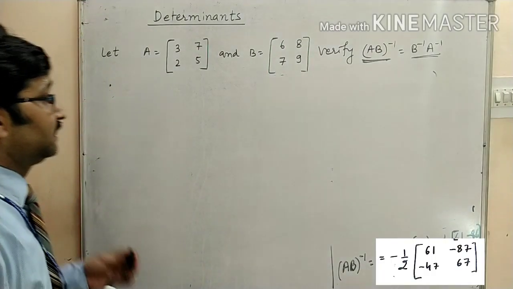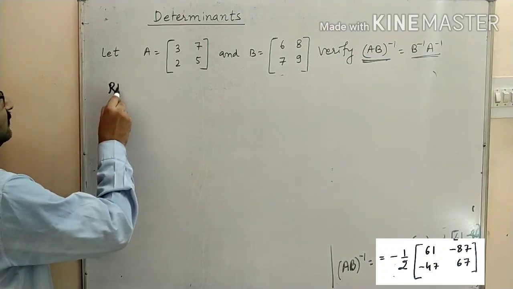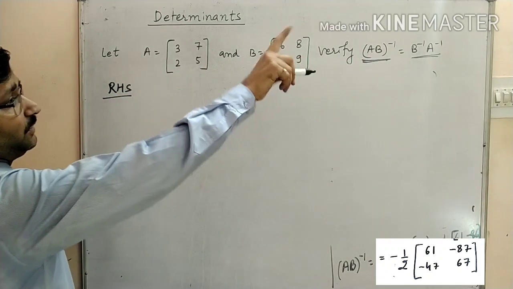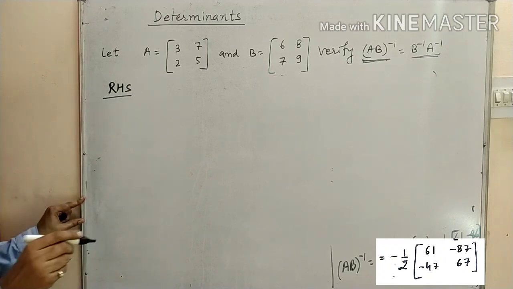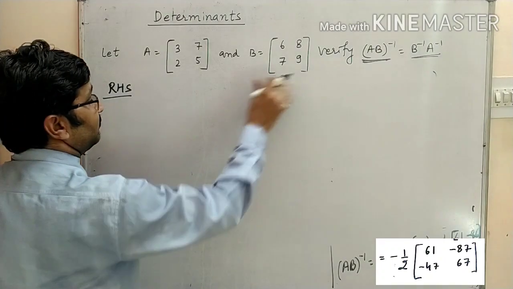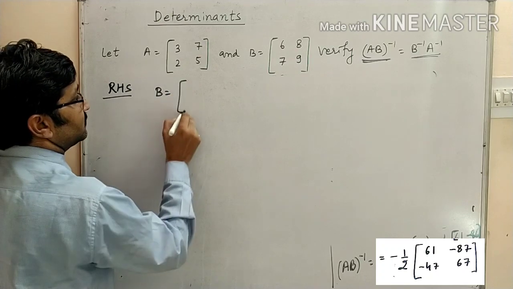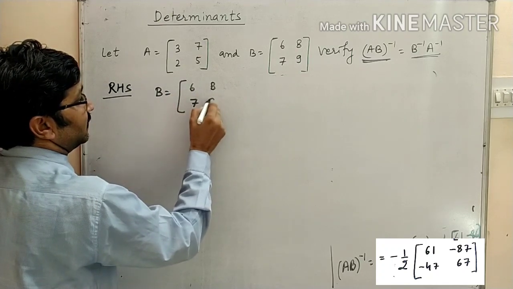We will do the right hand side. In the right hand side, what is given to you? B inverse, A inverse. It means first we find B inverse. For that you will take B. B is given to you: 6, 8, 7 and 9.